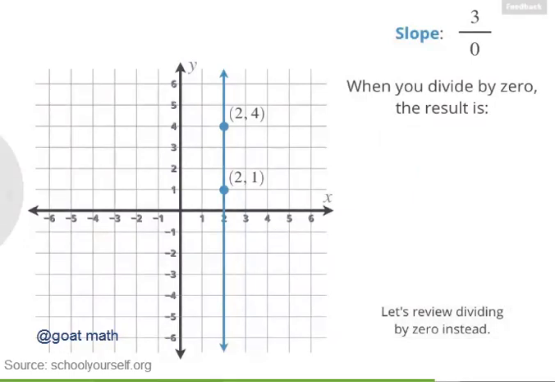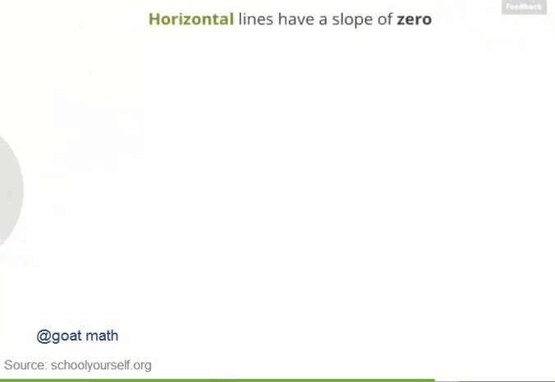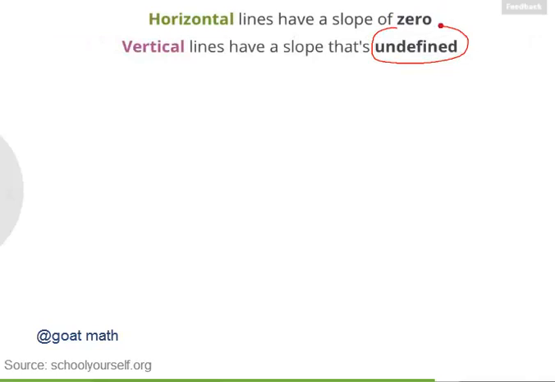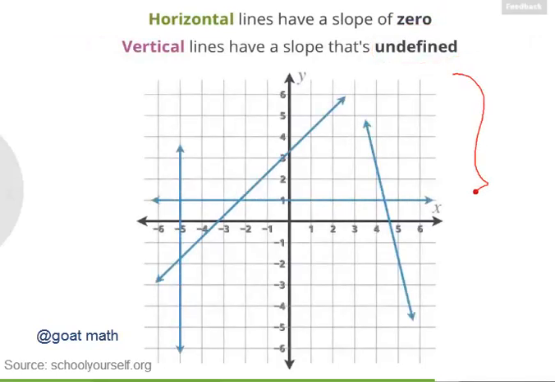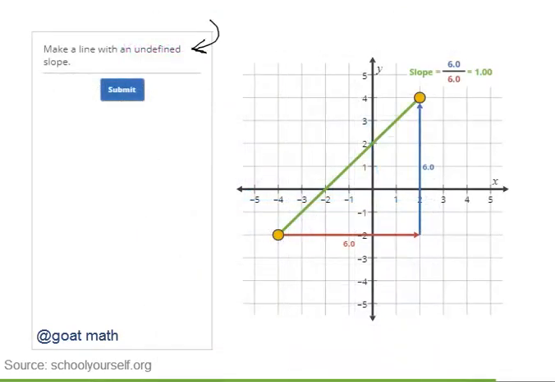Precisely. When you try to divide by 0, the result is undefined. There's no number that equals 3 divided by 0. So according to our formula for slope, horizontal lines have a slope of 0 and vertical lines have a slope that's undefined. So then among these lines here, which one has a slope that's undefined? Final challenge, make your own line with a slope that's undefined.